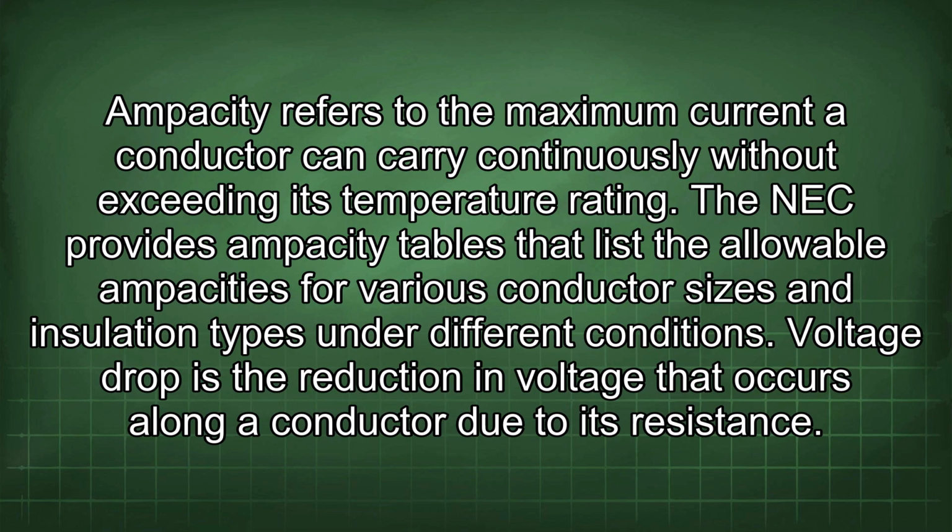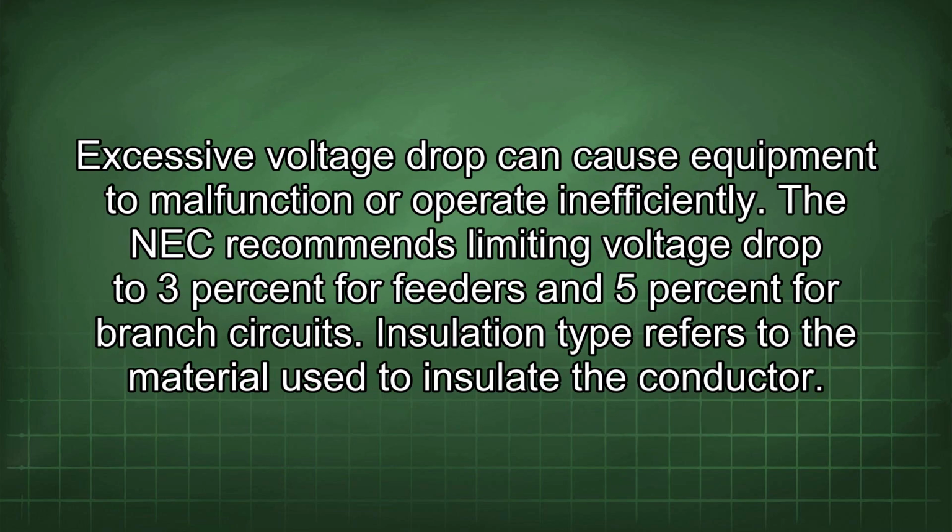Voltage drop is the reduction in voltage that occurs along a conductor due to its resistance. Excessive voltage drop can cause equipment to malfunction or operate inefficiently. The NEC recommends limiting voltage drop to 3% for feeders and 5% for branch circuits.